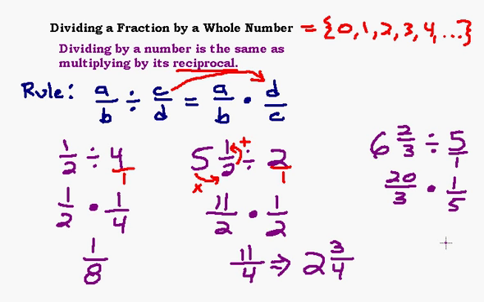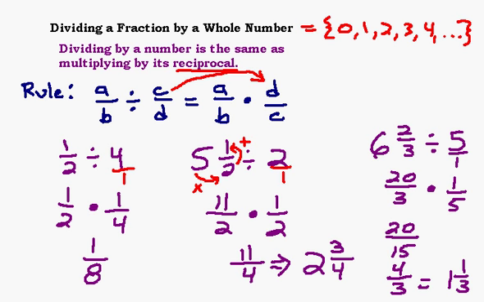Now in this example, you did have an opportunity to cancel. You have a 5 and a 20. You don't have to cancel, but if you cancel here, it's going to make the problem a little bit easier when you start multiplying and dividing. Let's say you didn't cancel. If you didn't cancel, then you went 20 times 1 is 20 over 3 times 5 is 15. Now this reduces. 5 goes into both of those. 20 divided by 5 is 4. 15 divided by 5 is 3, which gives you 1 1/3.